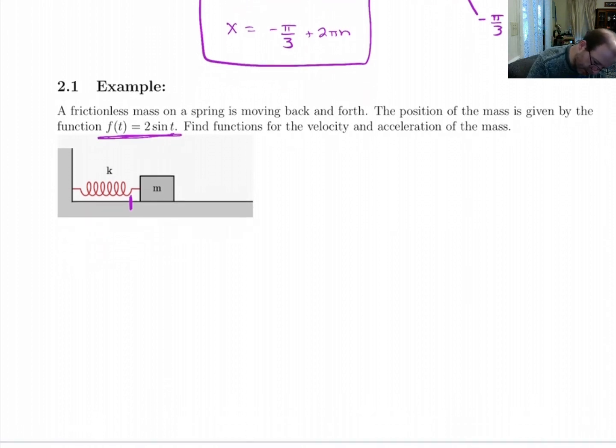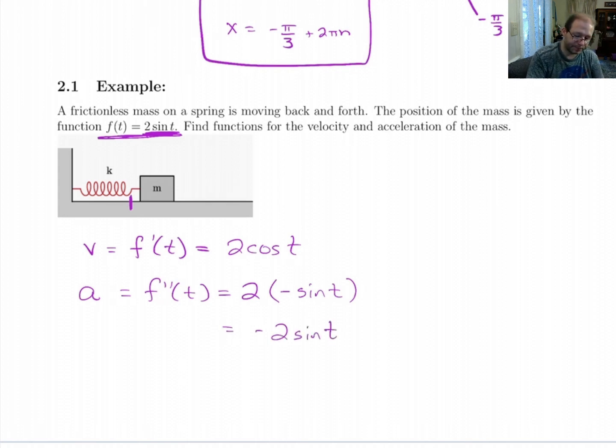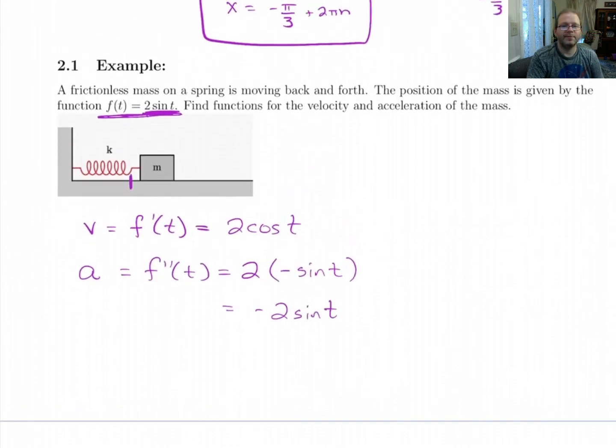Okay, this should be pretty quick. The velocity is just the derivative, and the derivative of this is going to be 2 cosine t, and the acceleration is the second derivative, which is going to be negative 2 sine t. Let me back up. It's 2 times the derivative of cosine, which is negative sine t, which I would write like that. All right, that's it.